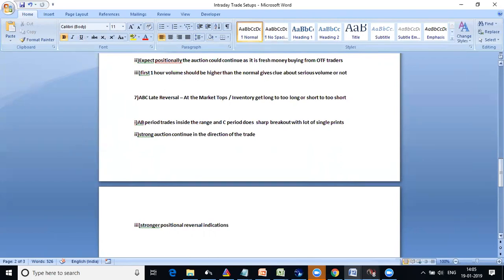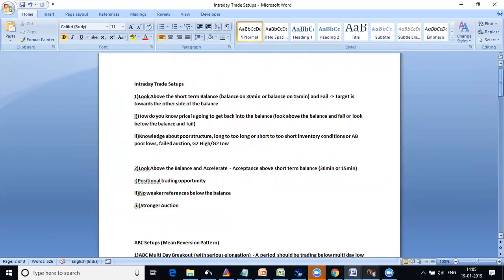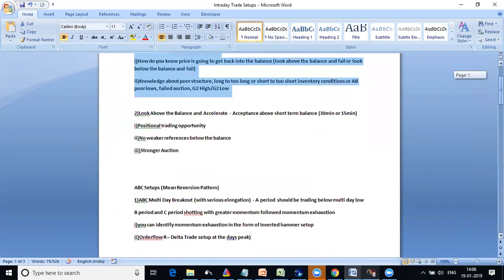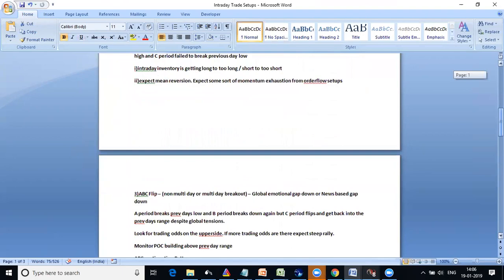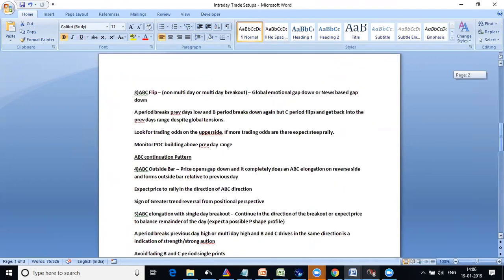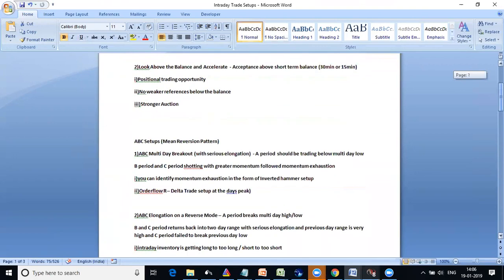So in the morning, we had seen patterns: how to trade a look below and fail, and when you can expect a look above to accelerate and continue, and what we can expect. We've closely seen some 7 ABC balance setups. Everything is only from ABC balance setups. Some of them are mean reversion patterns.